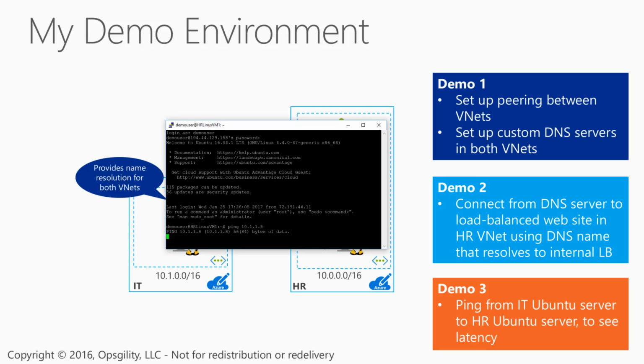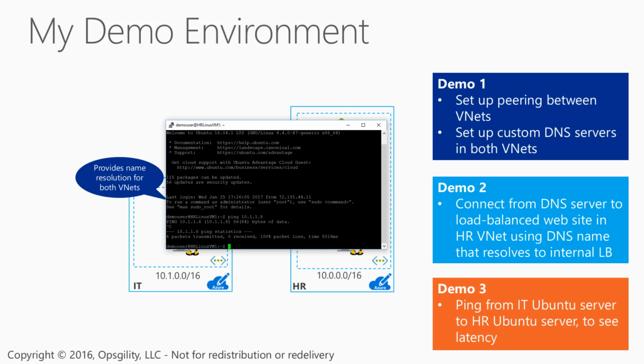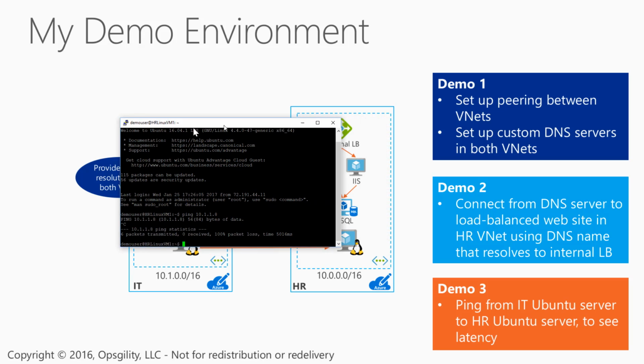Okay, so you can see that pings are being attempted. And when I Control-C, you can see that 6 packets were transmitted, none were received, so we're at 100% packet loss currently. So no connectivity right now between these two VMs or these networks, because we've not set up the peering relationship yet.